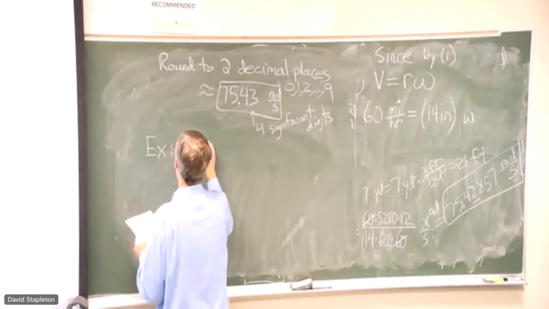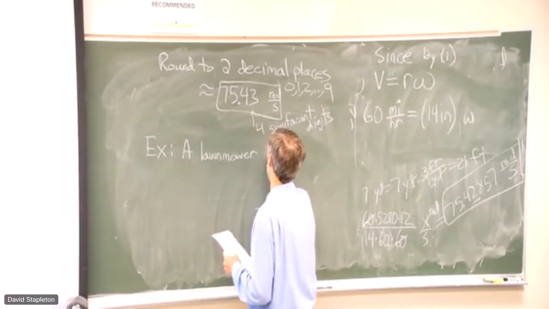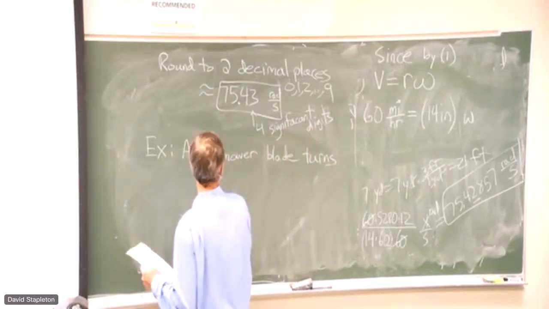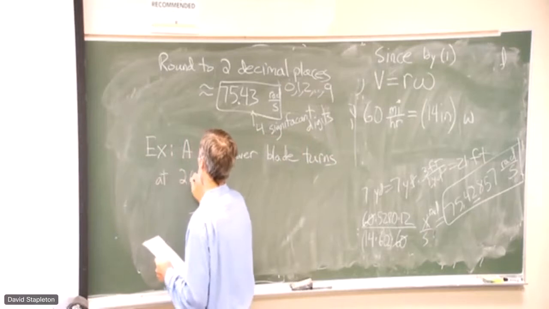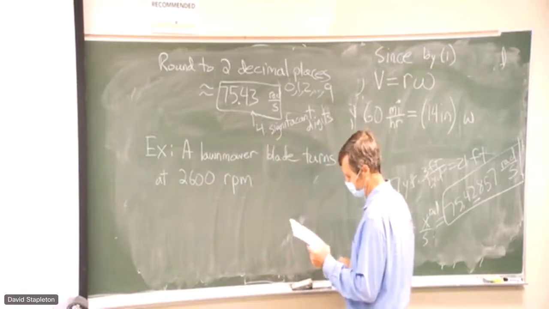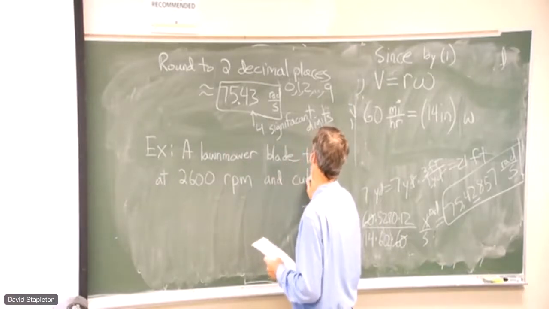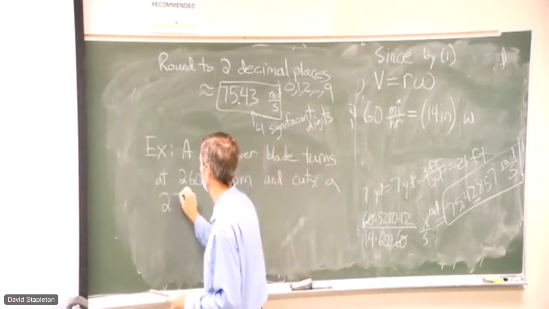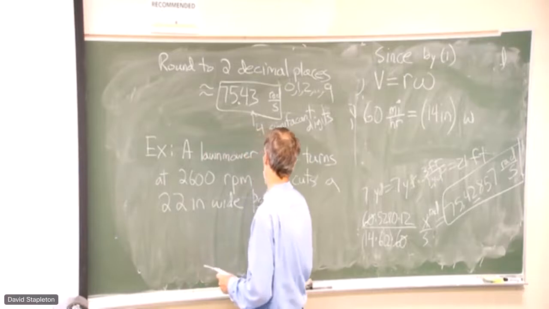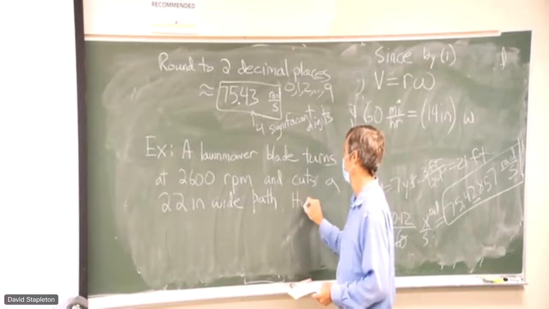Suppose a lawnmower blade turns, and here's how they often give turning rates, at 2,600 RPM, meaning revolutions per minute, and cuts a 22-inch wide path. Assuming you can keep that turning rate while it's mowing, how fast is the tip of the blade moving?